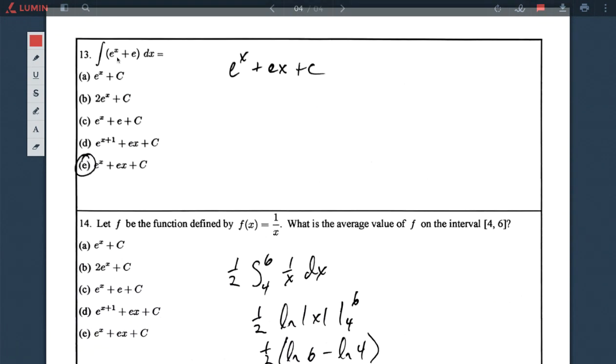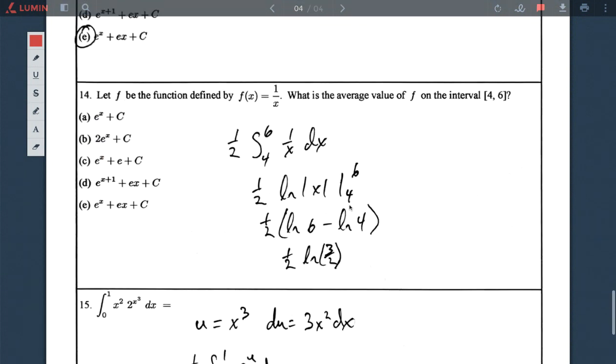13, just integrate both of these separately. If I integrate e to the x, I get e to the x. And e with no variable is the same thing as a number, so it's just like integrating a number. When I integrate a number, all I have to do is put the variable on it and then plus c. So e to the x plus e times x plus c is my answer. So that's how we got that.